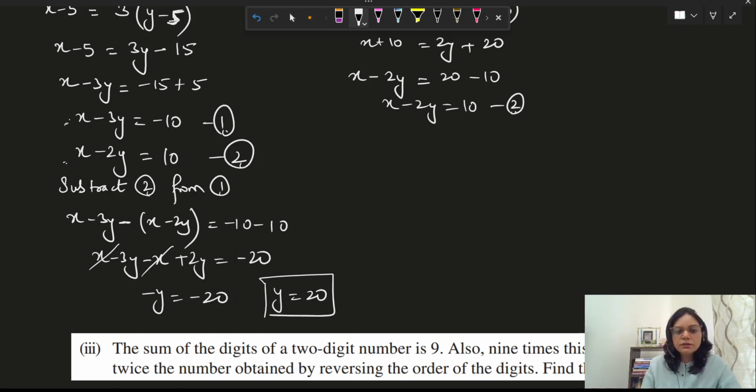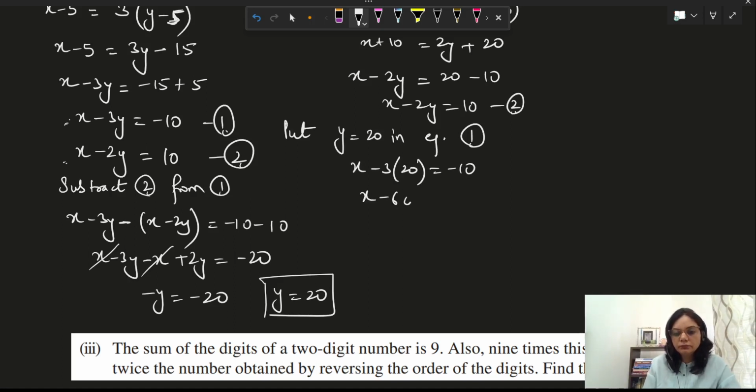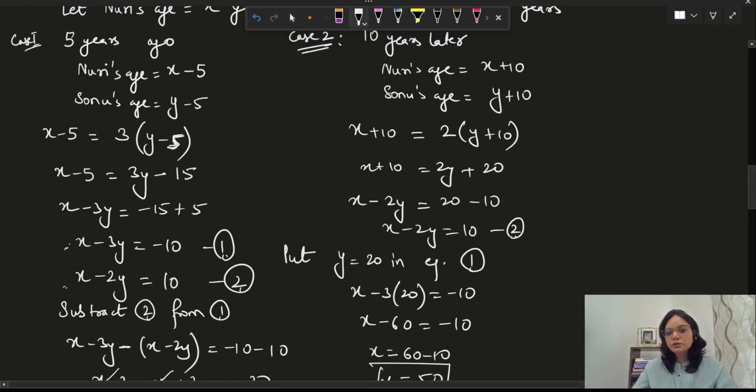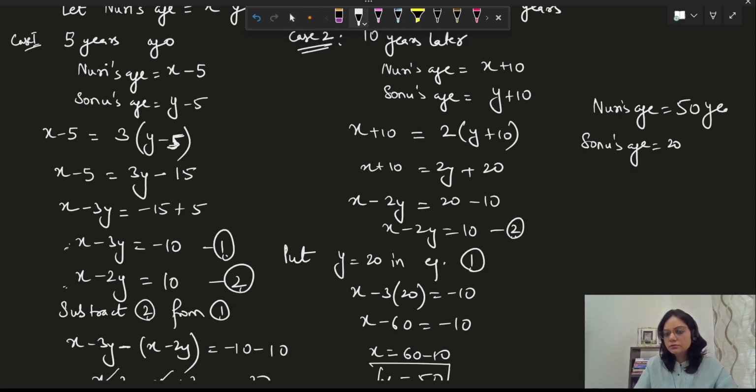Put the value of y as 20 in equation 1. I can either say put or substitute. Both the words you can use. X minus 3 into 20 is minus 10. X minus 60 is minus 10. X is 60 minus 10. That's coming out to be 50. Okay. So I have the age for both of them. So what's Nuri's age coming? 50 years. And what's Sonu's age coming? 20 years.